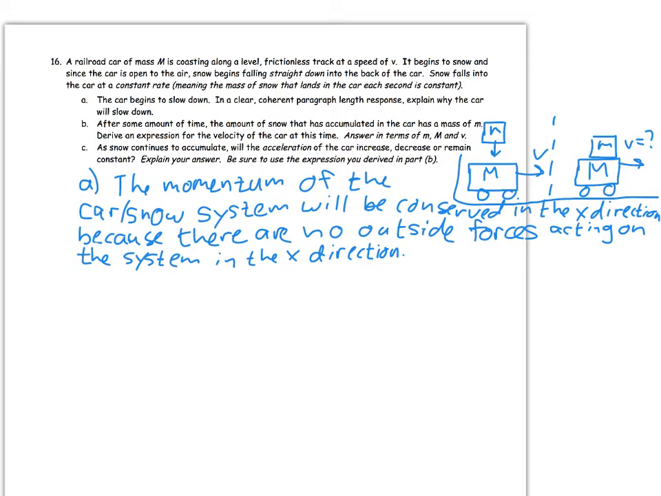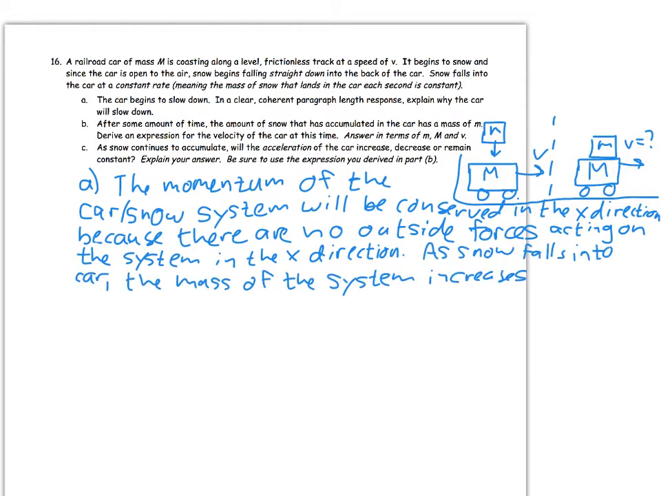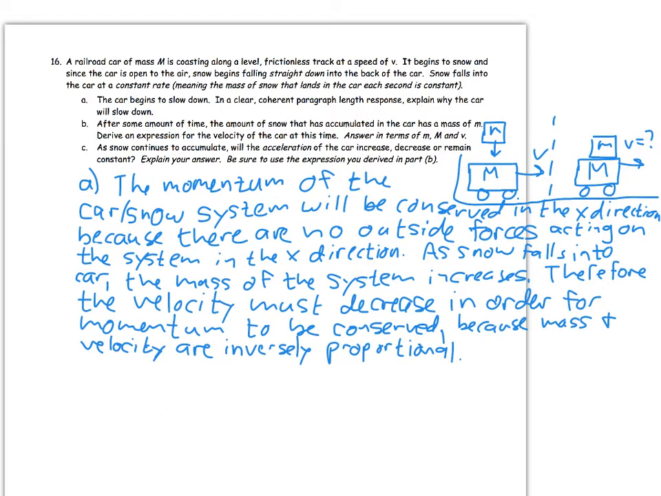As the snow falls into the car, though, the mass of the moving object, in this case the car with the snow on it, is going to increase. And so as the mass of the moving object increases, that means the velocity of it must decrease in order for momentum to be conserved. And that's really the key point. This might be a little bit shorter in terms of a paragraph length response, but you do want to make those key points that momentum is conserved, the mass increases, and therefore the velocity decreases because mass and velocity are inversely proportional.